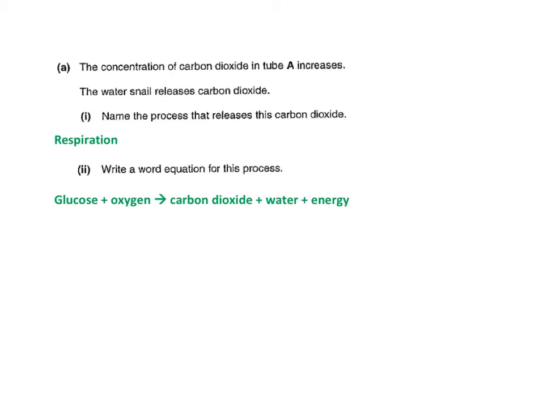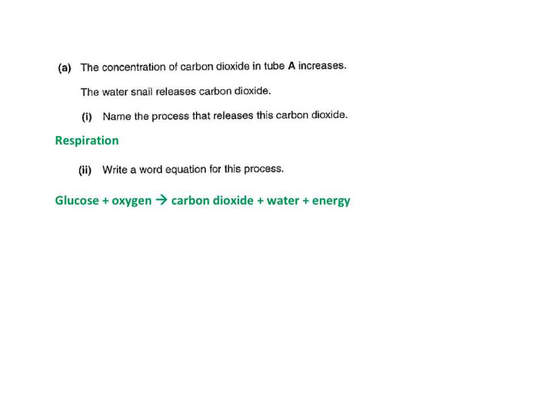Okay, so first question, obviously the one with the snail in it. Tube A increases in terms of its concentration of carbon dioxide. Why, or what's the name of the process? It's just respiration, talking about what releases carbon dioxide. Okay, glucose, the respiratory substrate. Now let's assume it's aerobic respiration. So in the presence of oxygen, gives out carbon dioxide, water, and lots of energy. That's for the first part.